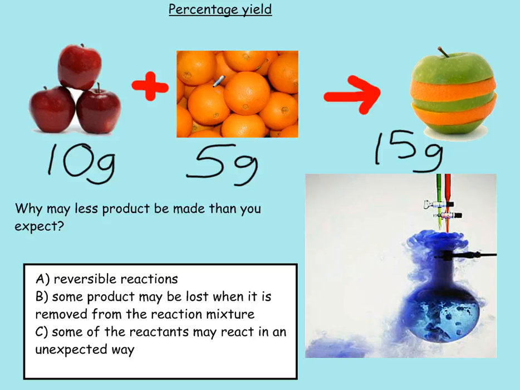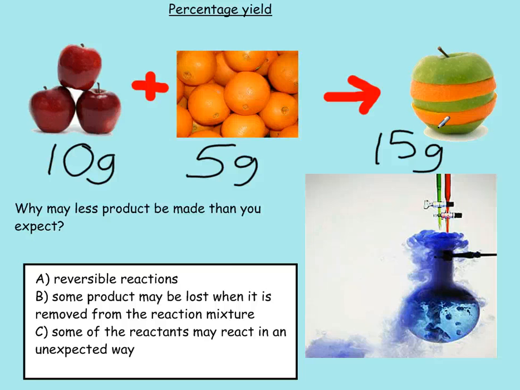Some of the product may also be left here, this is B, when you're trying to separate it. Say you've made 2 things. If you want to separate the one that you want out, you might leave a bit behind. So that's a good one to remember. And then C, which is a bit fluffy, is some of the reactants may react in an unexpected way.